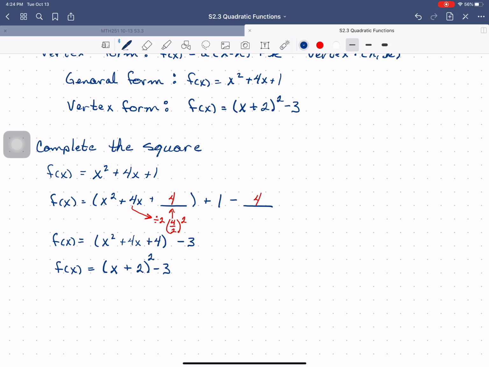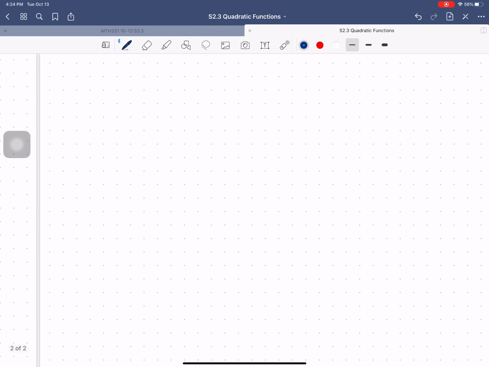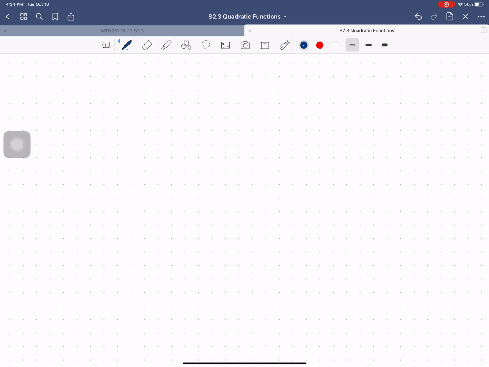So let's try that again with this quadratic function. Let's rewrite in vertex form the function g of x equals 6 minus x squared. So the first thing I'm going to do is rewrite this in standard order.